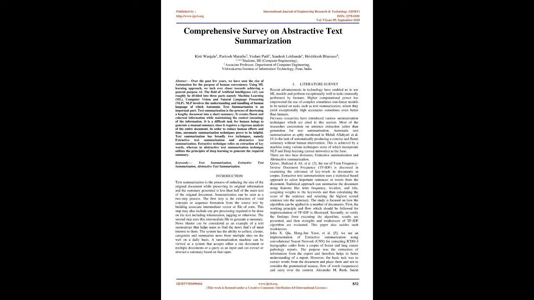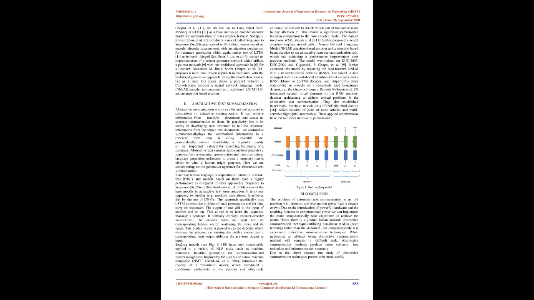Kaiser, Shahzad and Ali, et al. 3, the use of term frequency inverse document frequency, TF-IDF, is discussed in examining the relevance of keywords to documents in a corpus. Extractive text summarization uses a statistical-based approach to select important sentences or words from the document. The statistical approach can summarize the document using features like term frequency, location, and title, assigning weights to the keywords and then calculating the score of the sentence and selecting the highest scored sentence into the summary.